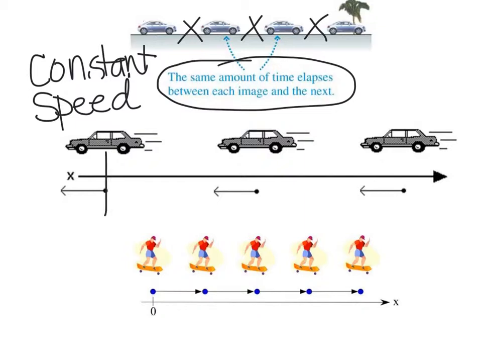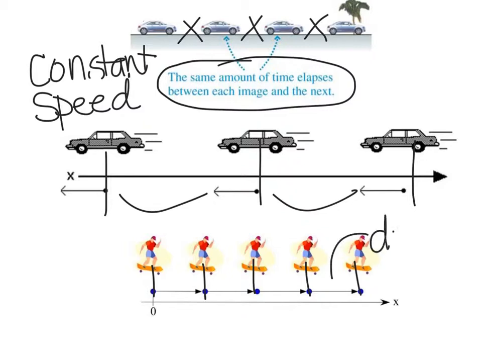The car is here, it was here, it was here. Those distances are all equal. Same thing with the skateboarder. These distances are equal. So we can see that the object is moving the same amount of distance every second.